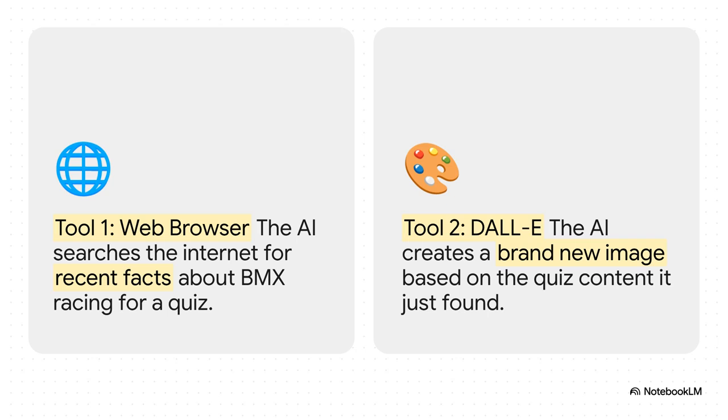Let's make this real with this 4th grade Quizzer agent. So first, we give it a web browser tool. It uses that tool to go out and find the latest news about BMX racing. Then, based on what it just found, it pivots and uses a completely different tool, an image generator, to create a brand new picture about it. It's using multiple tools all on its own to get a job done.